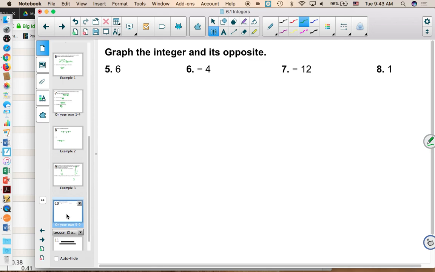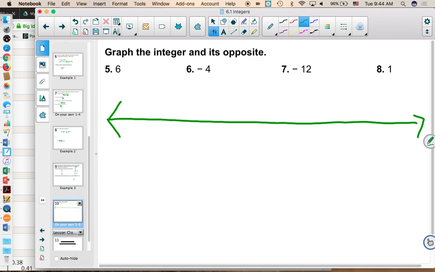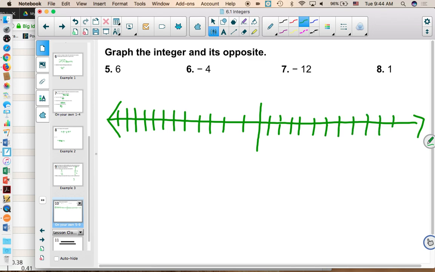So, graph the integer and its opposites. I'm thinking I want you guys to give me one number line. I can do that, right? Now, in the negative direction, how far out do I have to get? 12. Or in the positive, right? So if I go, I got the number line up there.